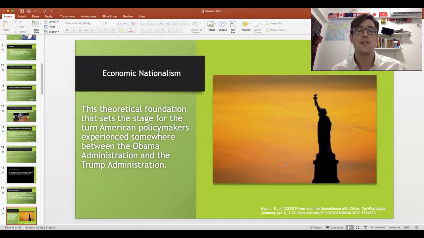This theoretical foundation sets the stage for the turn American policymakers experienced somewhere between the Obama administration and the current Trump administration.